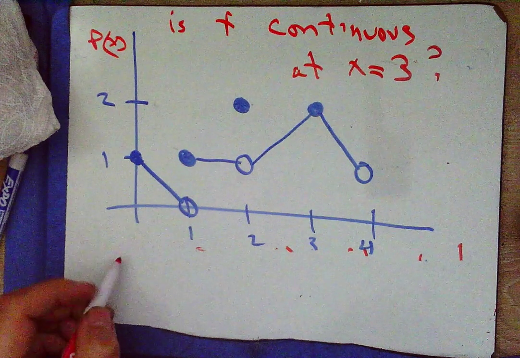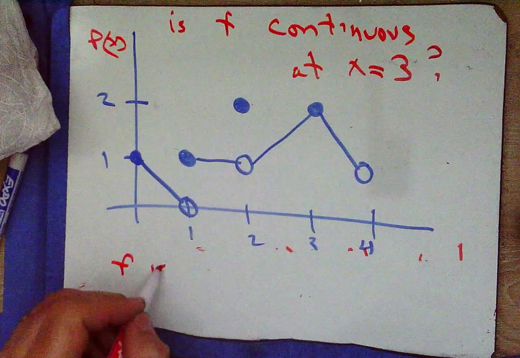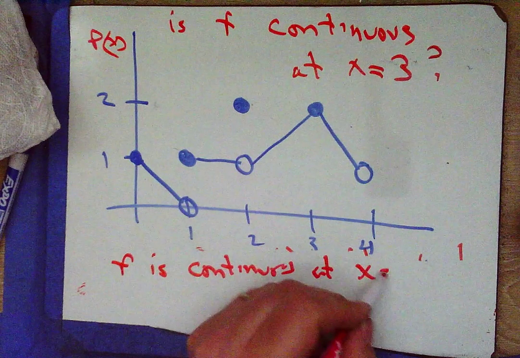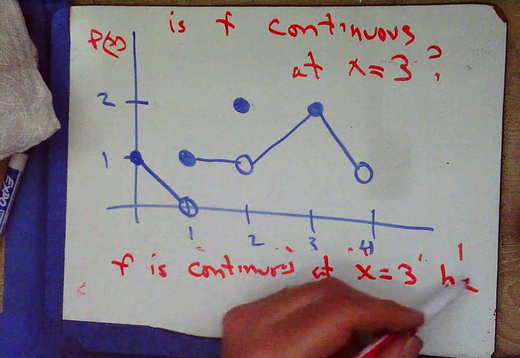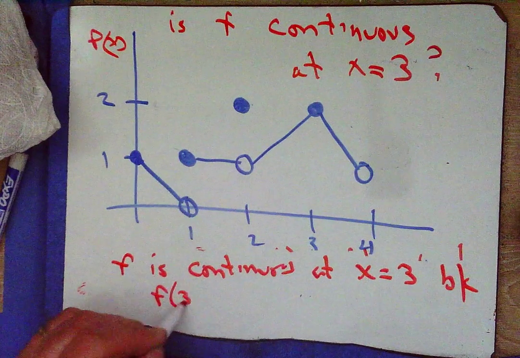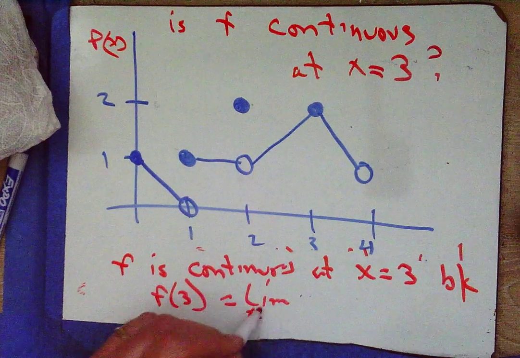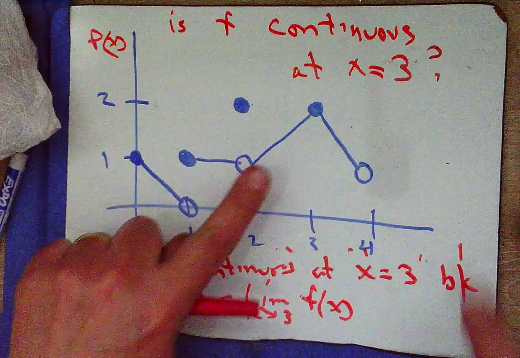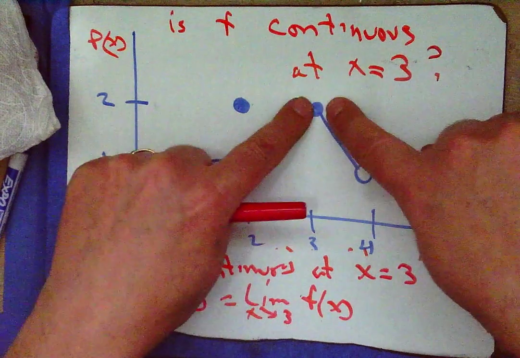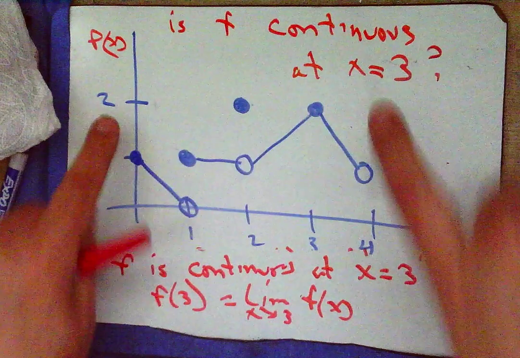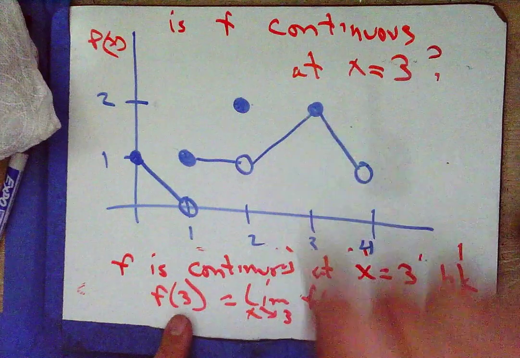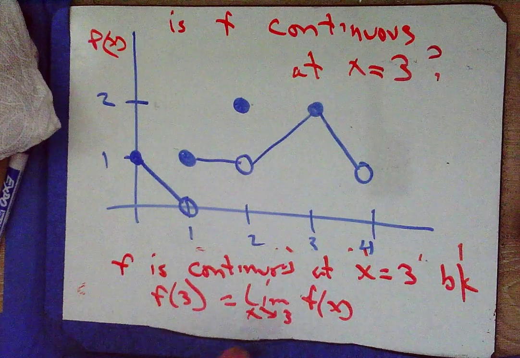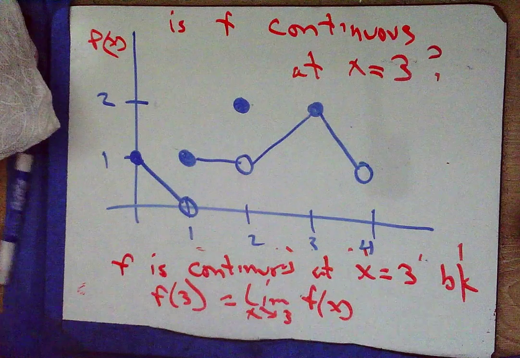So I say f is continuous at x equals 3 because f of 3 equals the limit as x approaches 3 of f of x. The value of the limit exists because we're approaching 2 from both sides. The point exists, f of 3 is equal to 2. And since the limit equals the point, I know the function is continuous. Okay.